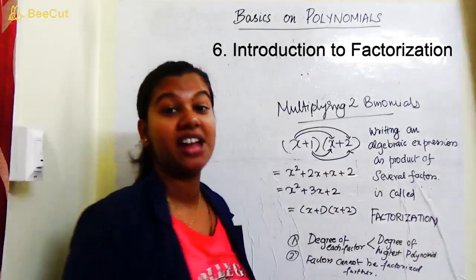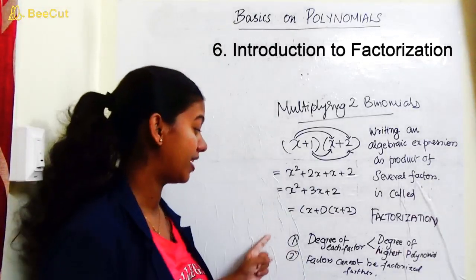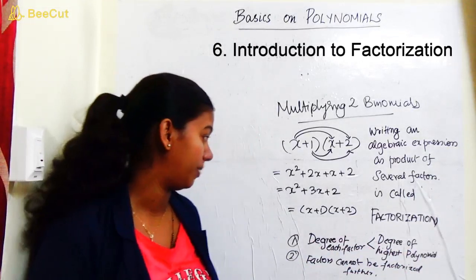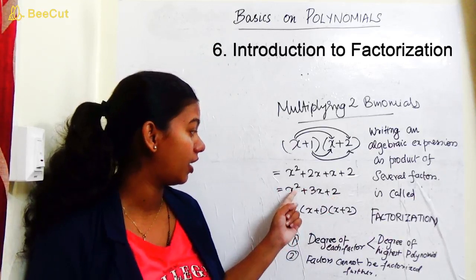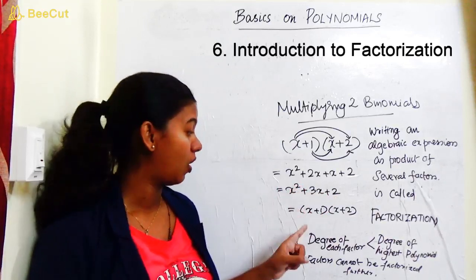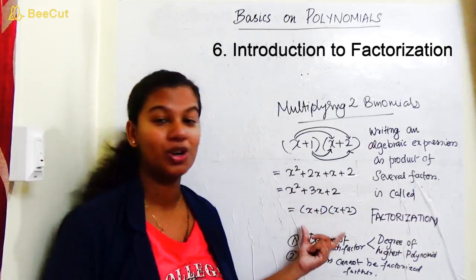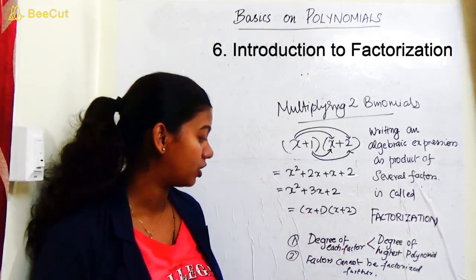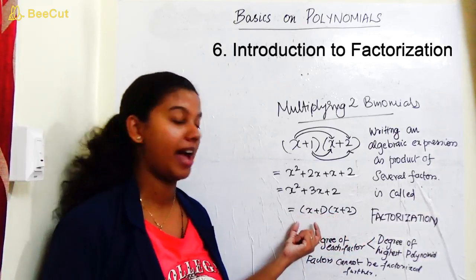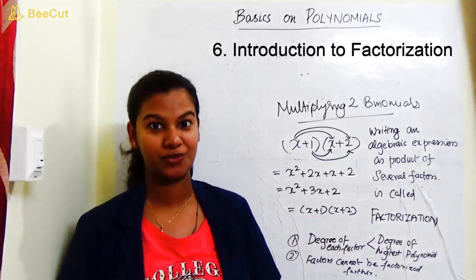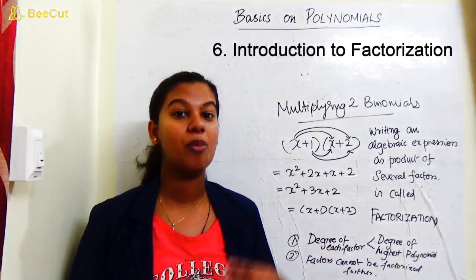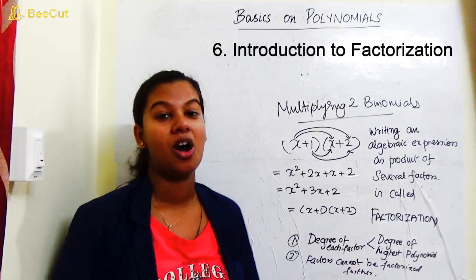Okay. And factorization has two conditions. That is, the first one is the degree of each factor will be definitely less than the degree of the highest polynomial. Now in this, the highest degree is 2. Okay. Then the degree of each factor is 1. So surely the value is less. Also, the factors which we have got cannot be further factorized. So this is the final factorization form, and these are the two conditions. Okay, so in my next video we'll go more into the details of the factorization of polynomials.